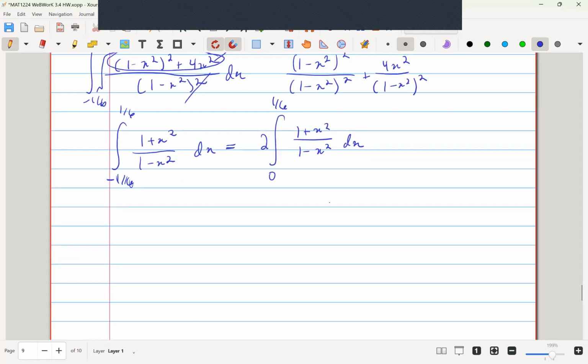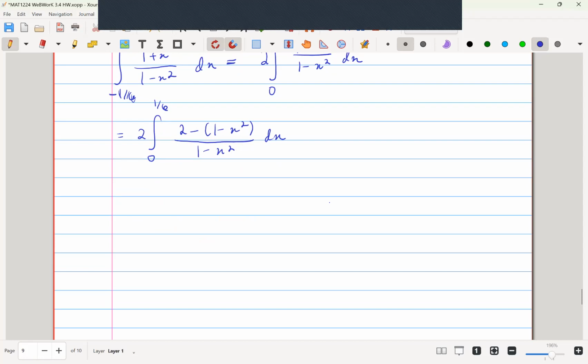Okay, and now we rewrite this as such. Get that 1 minus x squared back. All right, perfect. Now we can take out a 1 from here. Rewrite that as 2 times the integral of 2 over 1 minus x squared minus 1 dx. Now we can just take 2 separate integrals.